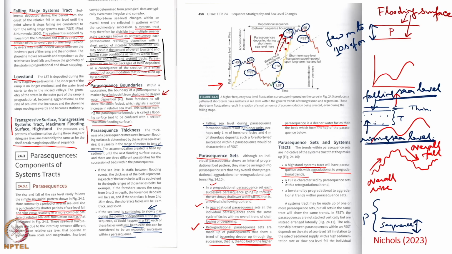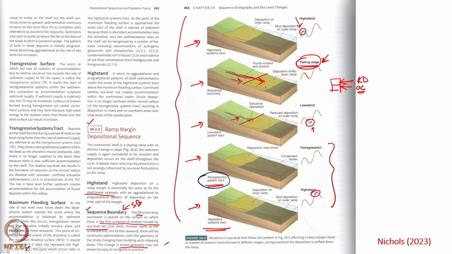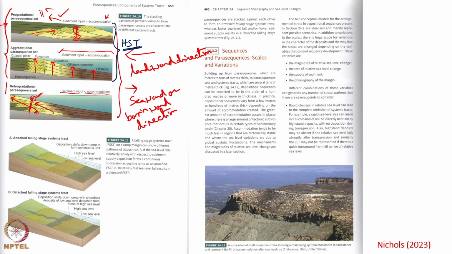On the other hand, a transgressive systems tract is characterized by parasequence sets with a retrogradational trend. Let us recollect what is a transgressive systems tract. Here is the example of a transgressive systems tract when the transgression is happening, and this would be the product of TST or the transgressive systems tract. So, this curve in its different portions can be correlated with these kinds of sedimentation.